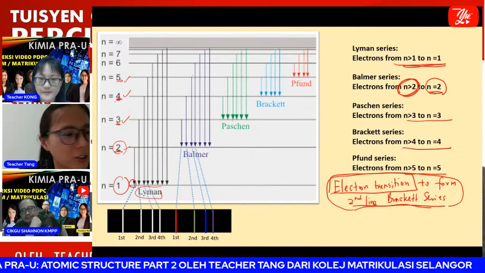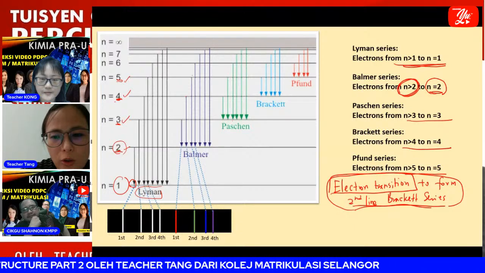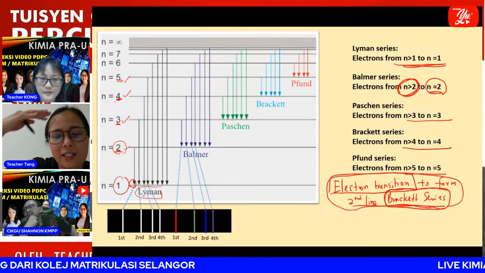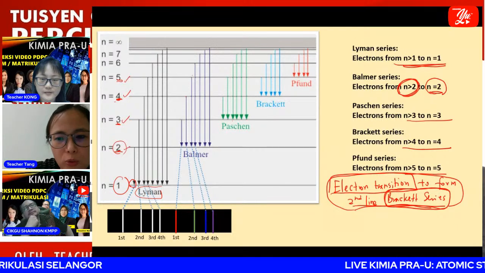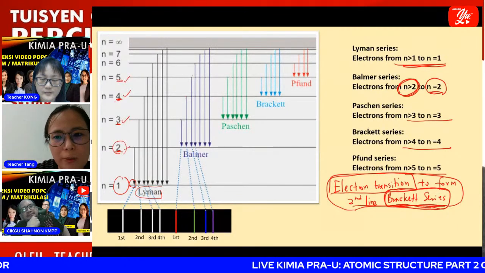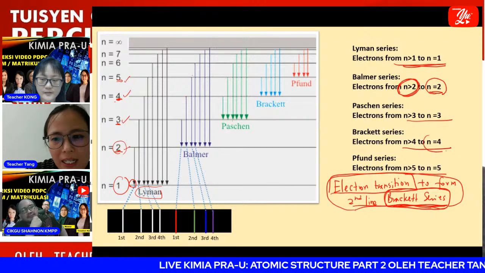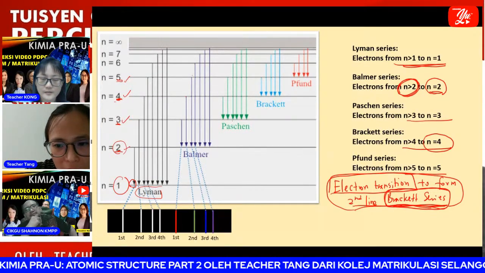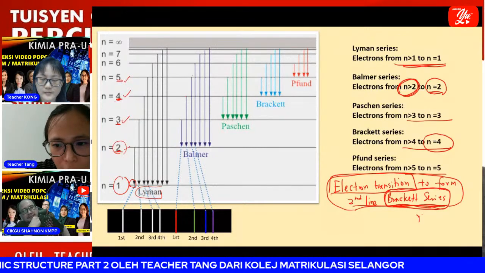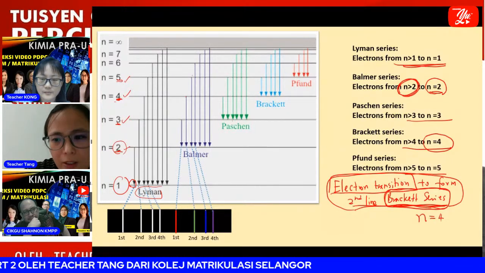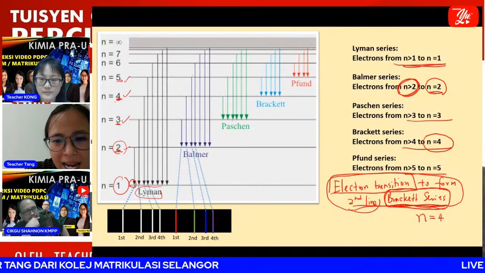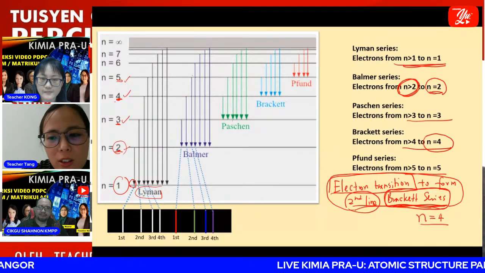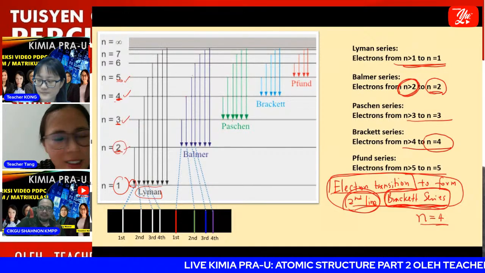Okay, so I give you a clue. First you need to ask yourself, the Brackett series corresponds to a higher energy level dropping to where? For the Brackett series, we know that it drops to n equals 4. So if it is the second line, it needs to drop from where in order to give you the second line in the Brackett series?